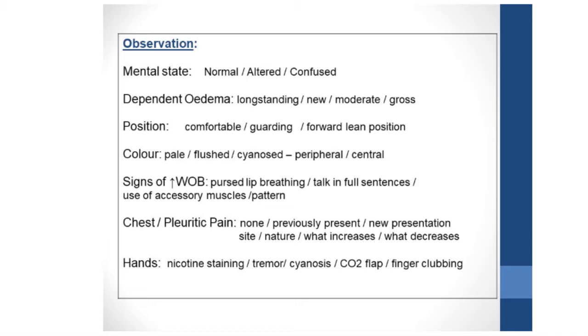You can also just look at the hands. You can look for any nicotine staining, so it would tell you about their smoking status. You'd also be looking for a tremor, any cyanosis, and also a CO2 flap, which might help you to see if there are any signs of increasing carbon dioxide. So what you want to do is get them to hold their hands up as if they're stopping traffic, and if they have a CO2 flap, it's a very noticeable flap forward of their hands.